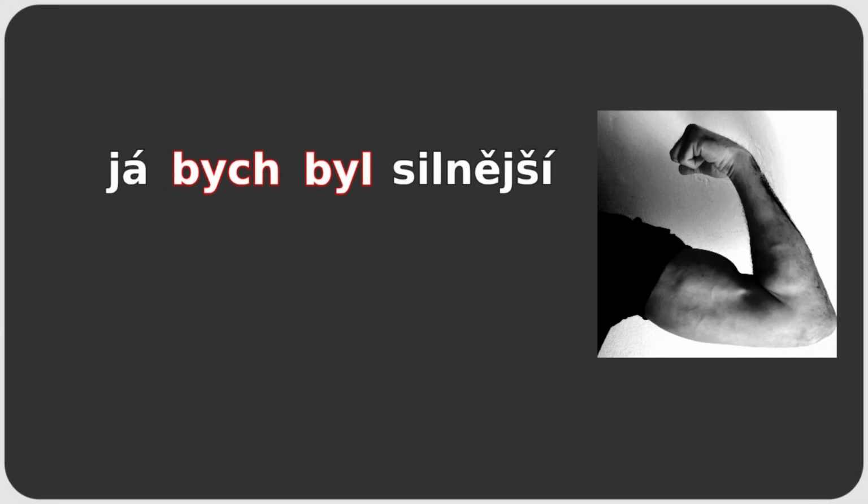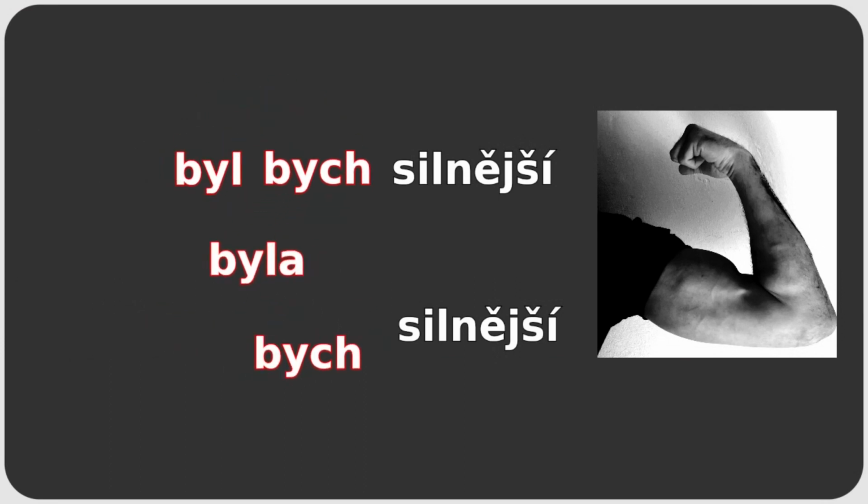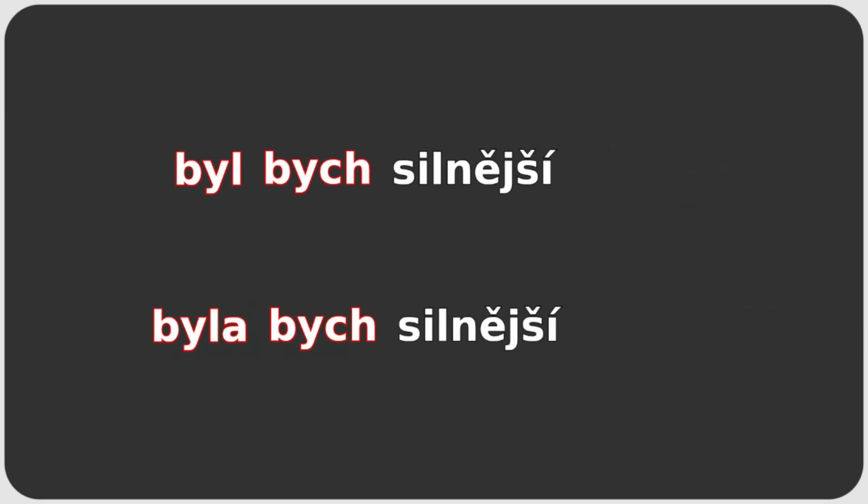So, for example, if you talk about yourself, and if you say something like, if I were, I would, then very rarely would you use the personal pronoun in a conditional sentence. So instead of já bych byl silnější or já bych byla silnější, you would say byl bych silnější or byla bych silnější. So here you see we need to switch the positions of the auxiliary verb bych, and it needs to go after the full meaning verb.